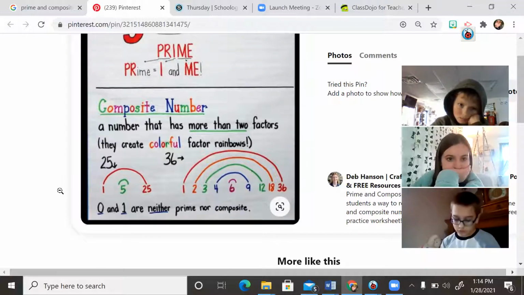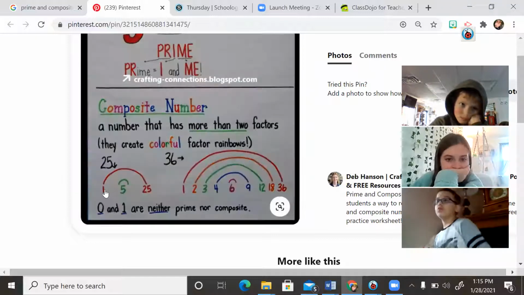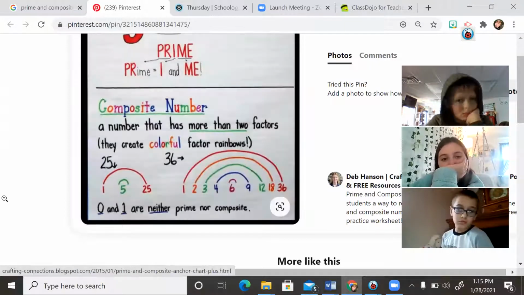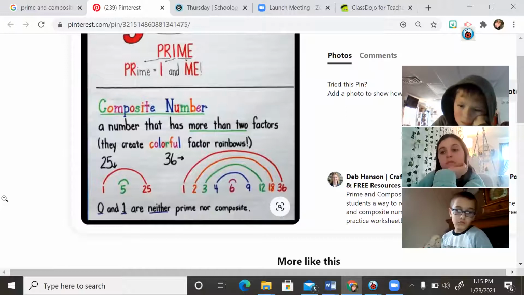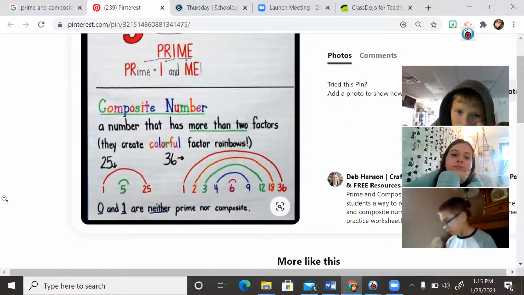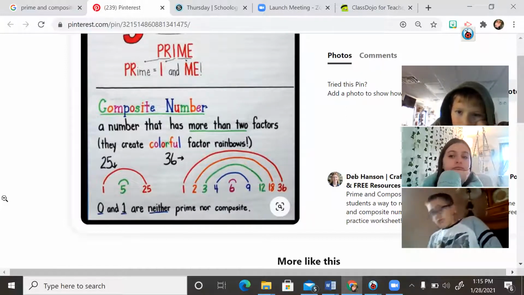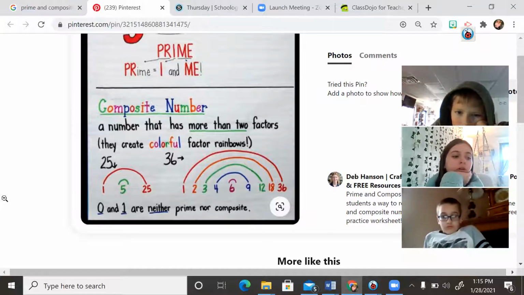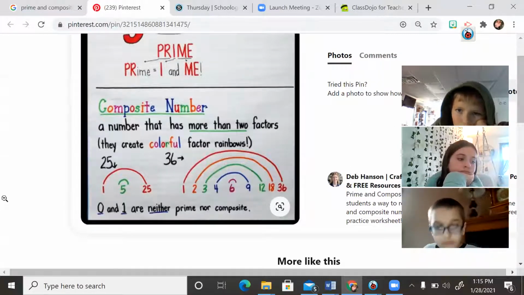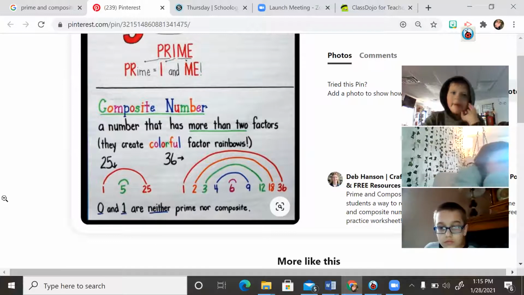You're going to hear the word factors and factor pairs. So the factors are 1, 5, and 25. But the factor pairs are what goes together. So 1 and 25, 5 and 5. So even though there are only 3 factors, it's still composite because there's more than just one and itself.